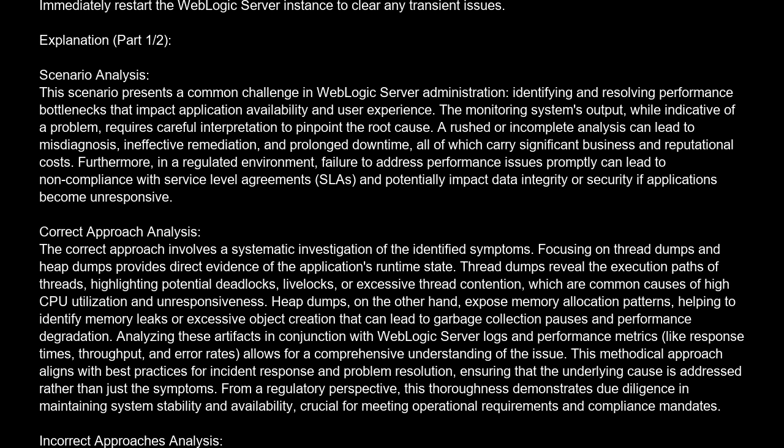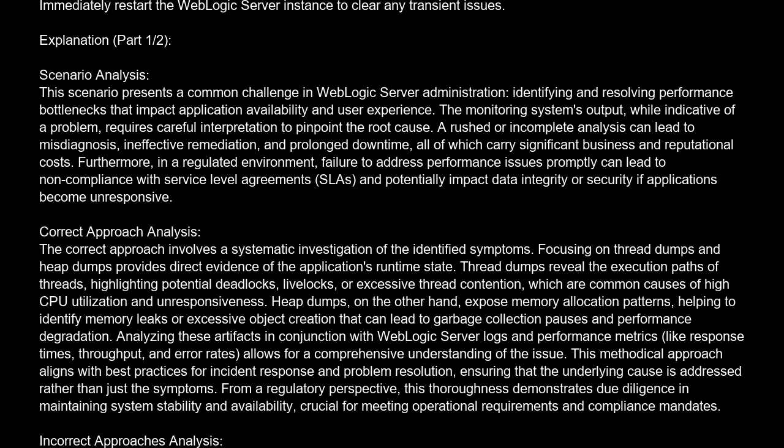Correct approach analysis. The correct approach involves a systematic investigation of the identified symptoms. Focusing on thread dumps and heap dumps provides direct evidence of the application's runtime state. Thread dumps reveal the execution paths of threads, highlighting potential deadlocks, live locks, or excessive thread contention, which are common causes of high CPU utilization and unresponsiveness.